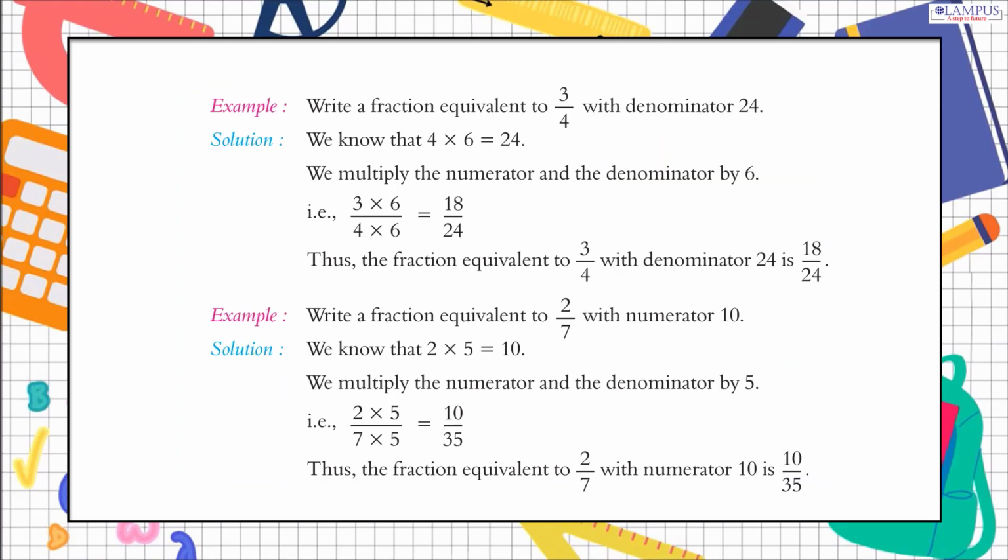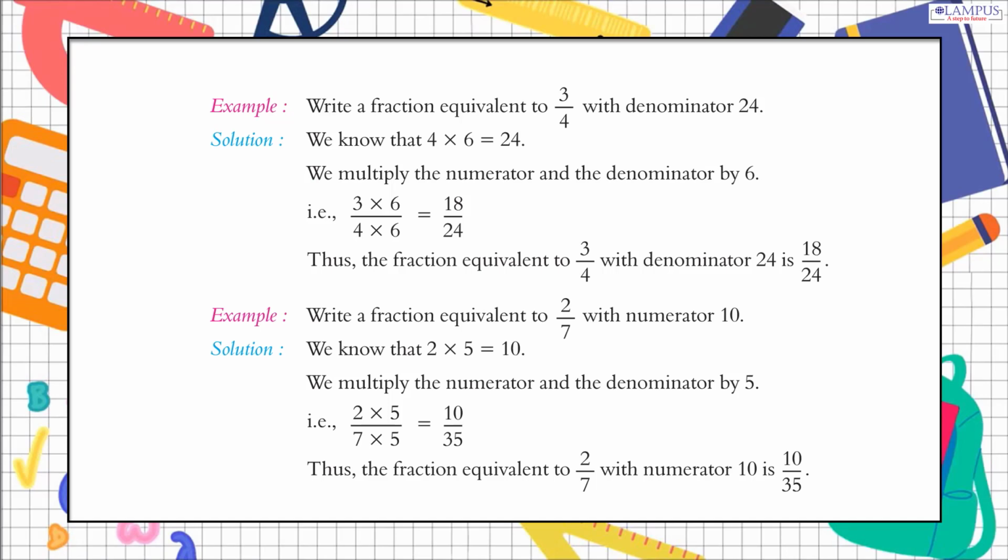Example. Write a fraction equivalent to 3 by 4 with denominator 24. Solution. We know that 4 times 6 equals 24. We multiply the numerator and the denominator by 6. That is, 3 times 6 by 4 times 6 equals 18 by 24. Thus, the fraction equivalent to 3 by 4 with denominator 24 is 18 by 24.